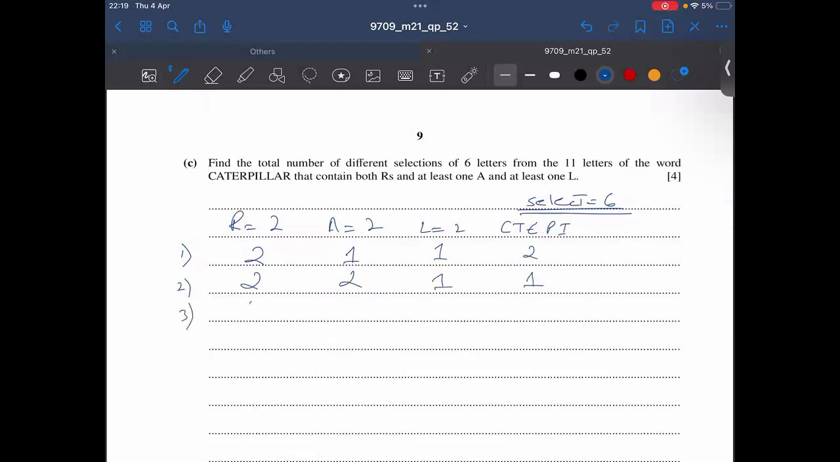तीसरा पॉसिबल, आर तो दो ही है, ए आप दो कर दें, एल भी दो कर दें, इसमें से जीरो कर दें, और चौथा, आर दो ही है, ए एक, एल एक कर दें, इसमें दो कर दें, ठीक है ना? इज देयर एनी पॉसिबल कॉम्बिनेशन लेफ्ट? कोई और कॉम्बिनेशन बाकी?